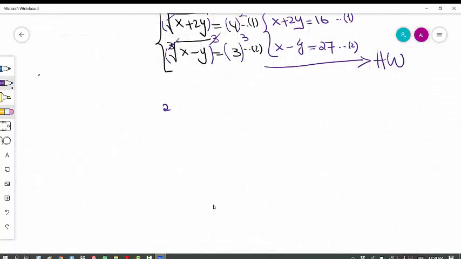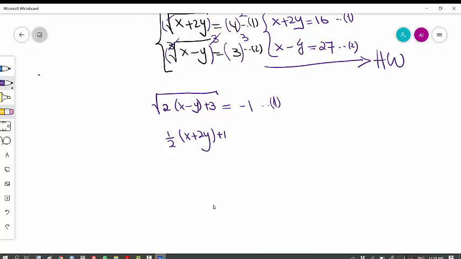Second example: 2 times x minus y plus 3 under the second root is equal to minus 1. This is the first equation. The second equation is 1/2 of x plus 2y plus 1 under the fourth root is equal to 2. This is the second equation. And together this forms a system of linear radical equations.